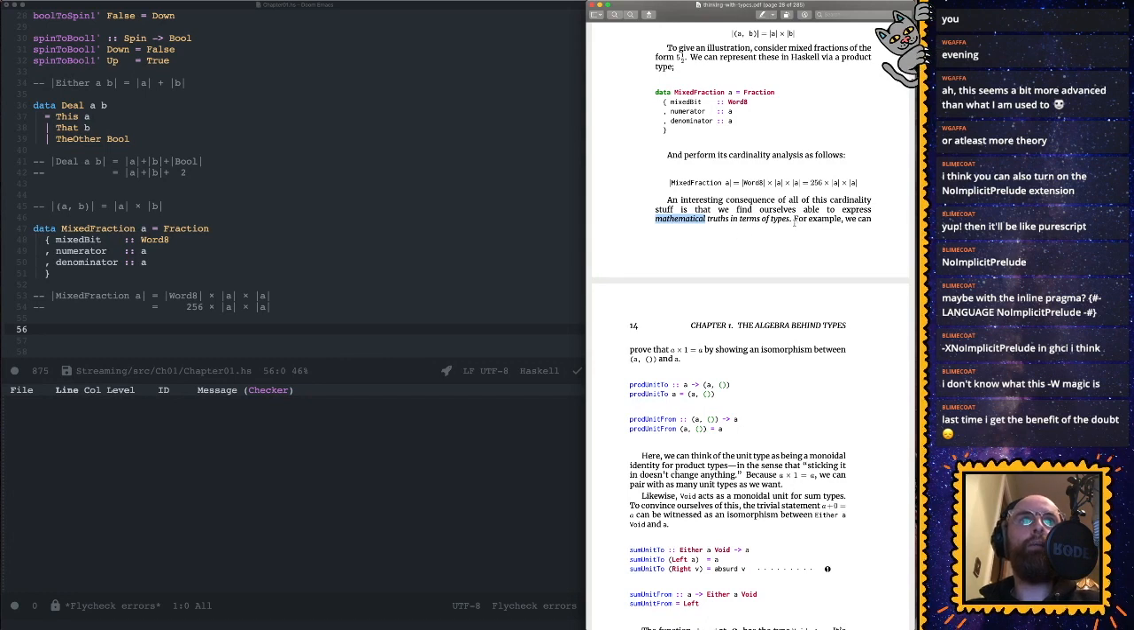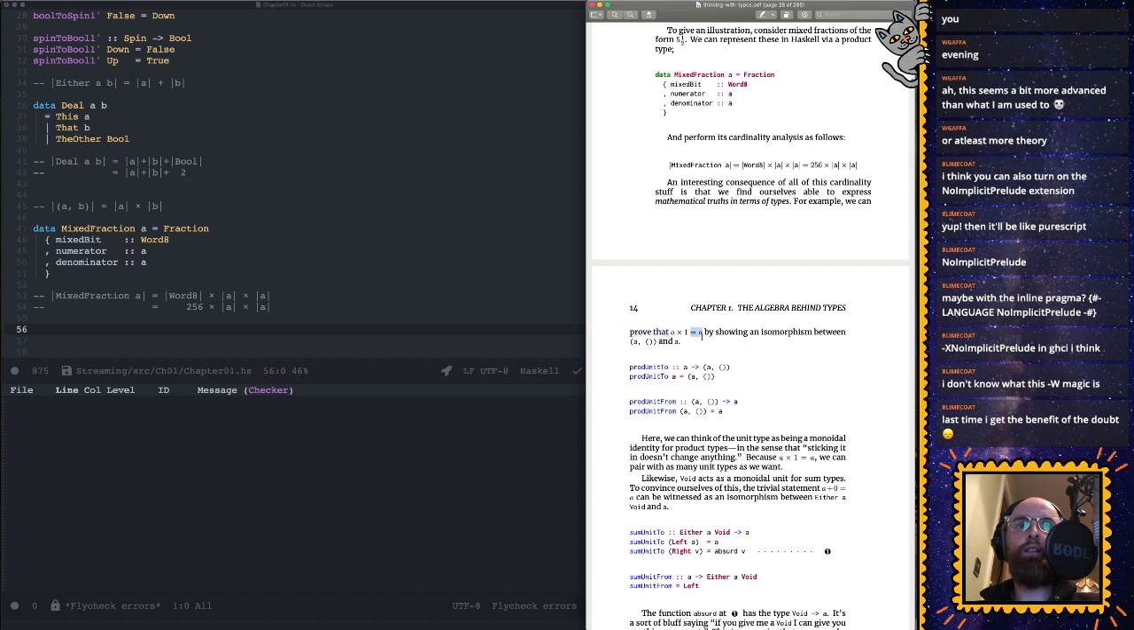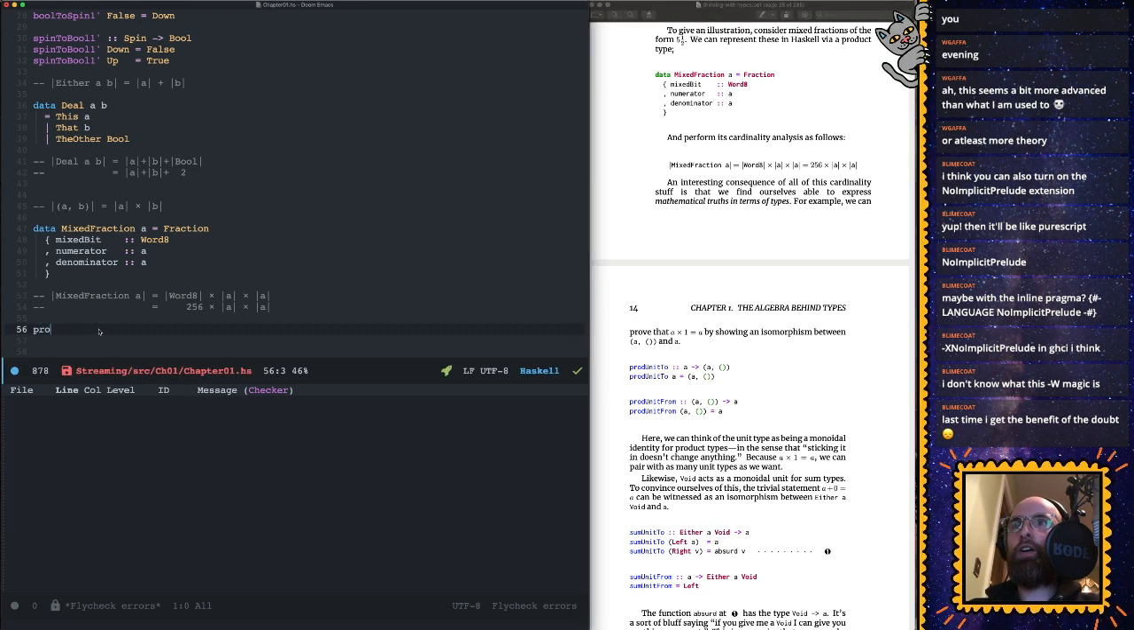So, for example, we can prove that A times 1 is equal to A by showing an isomorphism between A and the tuple of unit and A. Check this out. Okay, so prod unit 2. Is that what we're calling it? Yeah. That's going to be a weird type definition. A, 2, and it returns a tuple of A and unit.